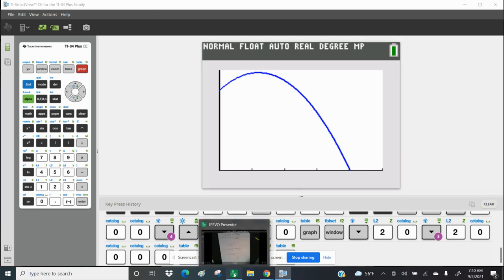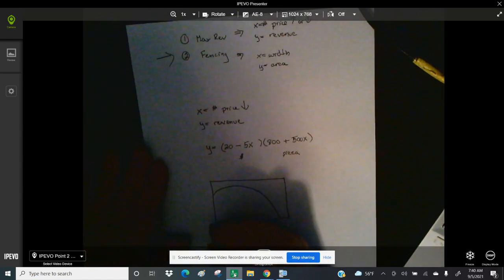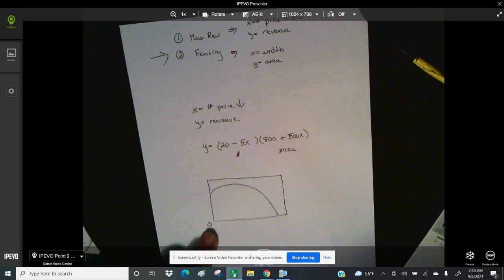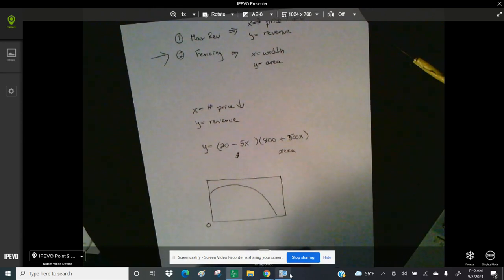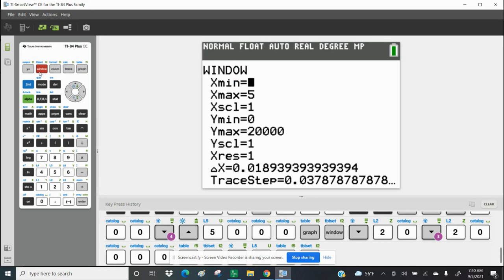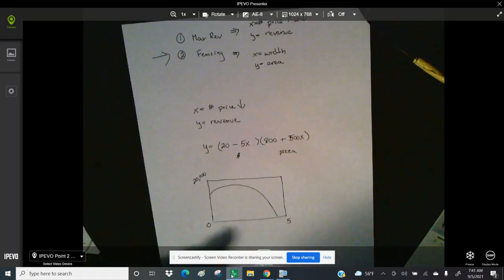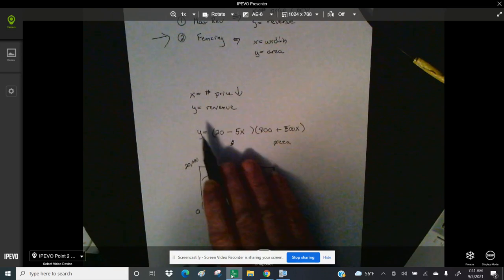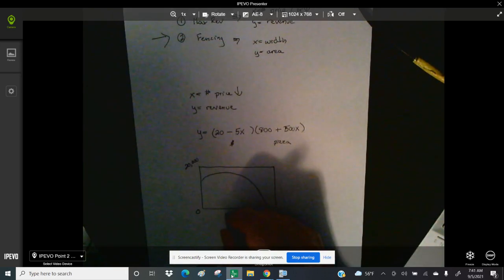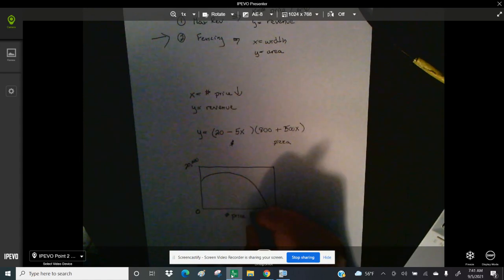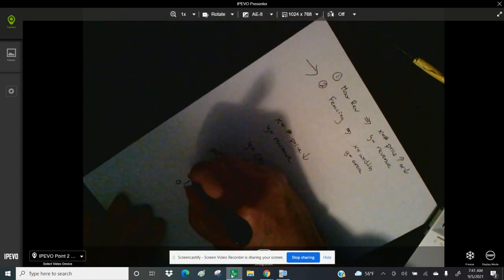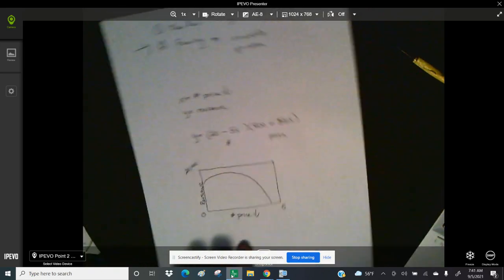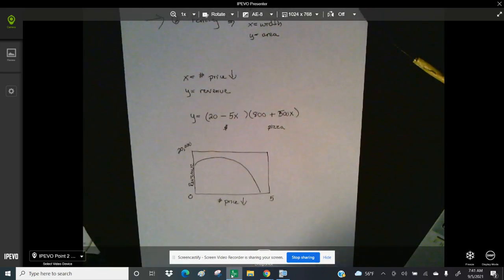So let's take a look here. There we go. It's a word problem, so I set both my x's and my y's to 0. And if I take a look at my window, I set my x's to 5 and I set my y's to 20,000. All right, so I'm going to mark that on my graph, 5 and 20,000. And again, I have to label my axes. So I said X was the number of price decreases. So this will be the number of price decreases. And I set Y equal to revenue. So that'll be revenue. So now I have a nice graph that shows my work.